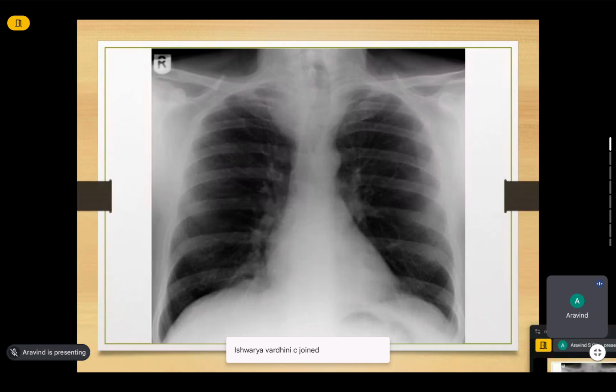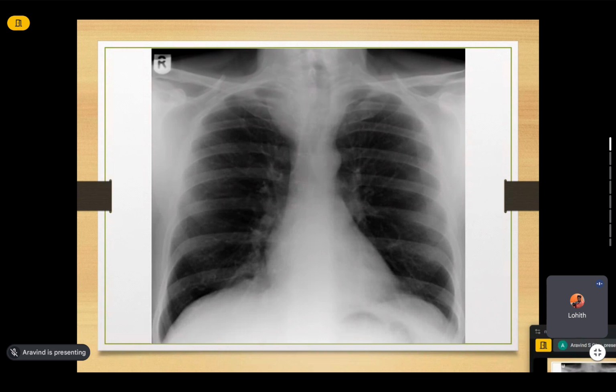So let us start interpreting. With this limited information, let's try to spot whether any abnormality is present or not. You just observe this X-ray, and could anyone tell whether the trachea is normal? It is shifted towards the left.